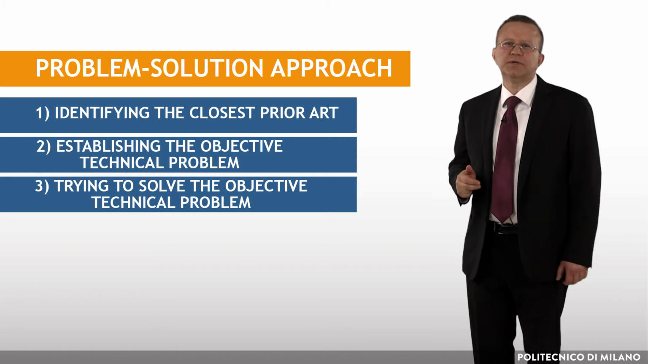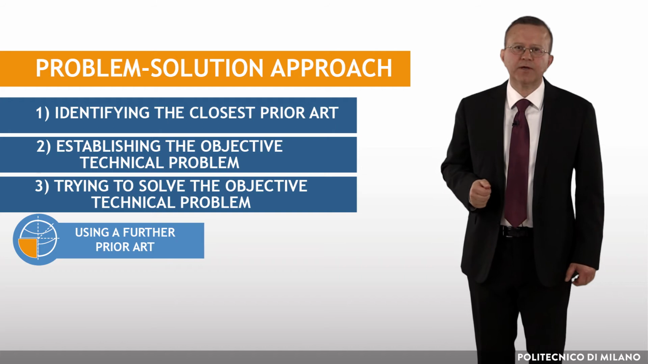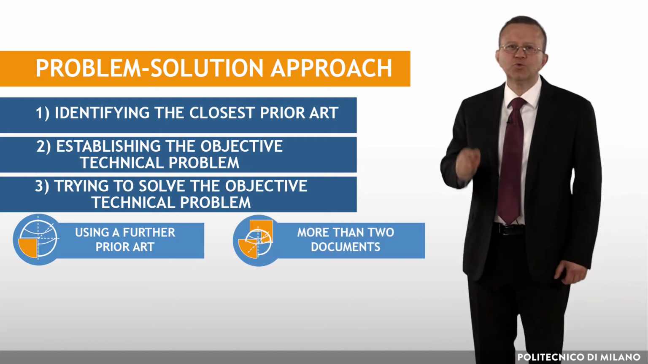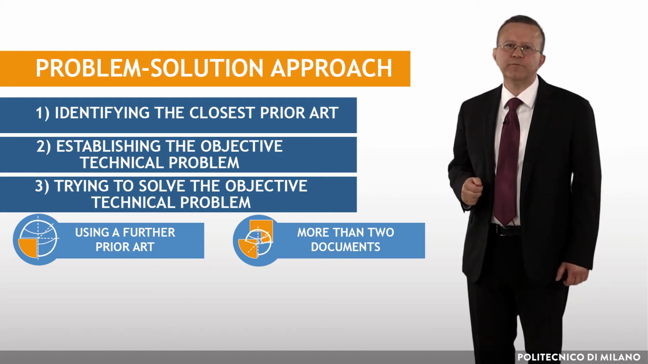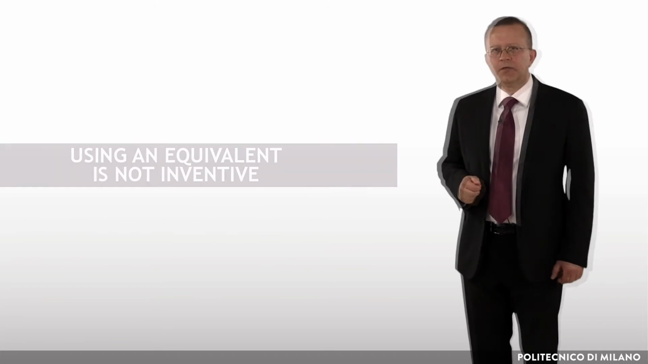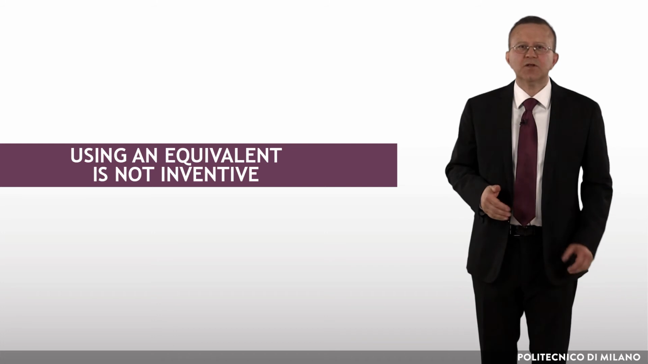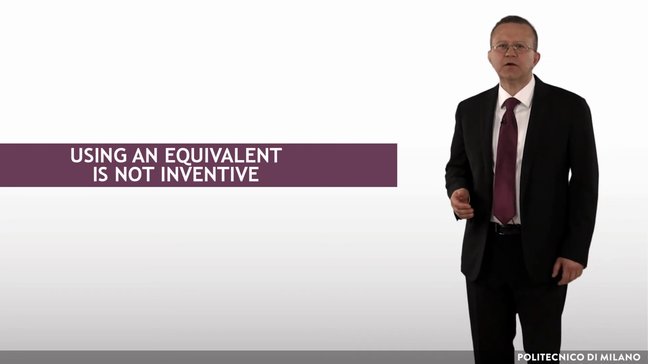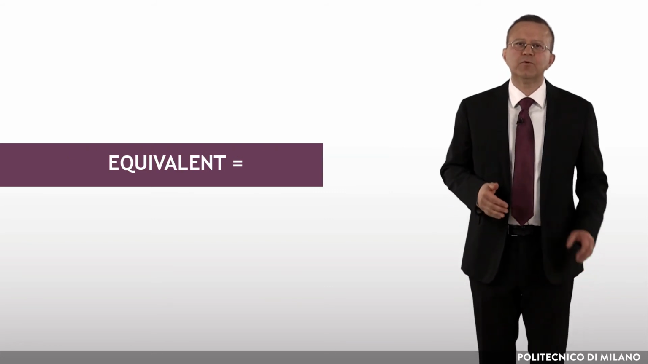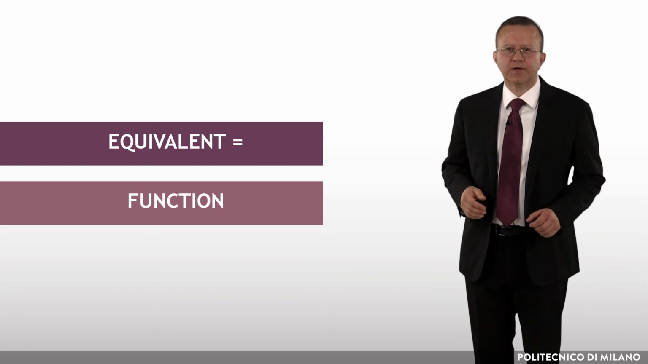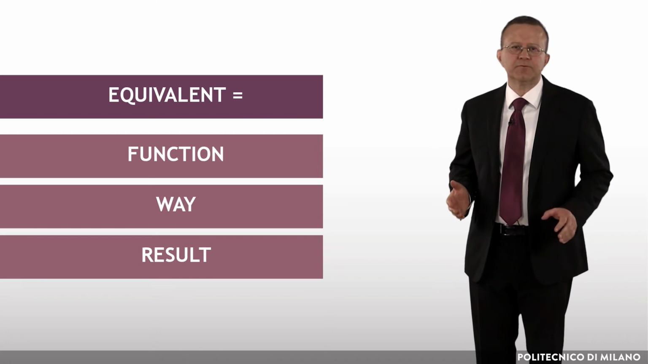The third step is trying to solve the objective technical problem using the teaching of a further prior art. If the teaching of more than 2 documents is necessary to solve the objective technical problem, it could be a proof of non-obviousness. Using an equivalent, for instance a spring instead of an elastic piece of rubber, is not considered inventive. For sake of simplicity, we can assume that an equivalent is a different object performing substantially the same function of another one in substantially the same way to yield substantially the same result.